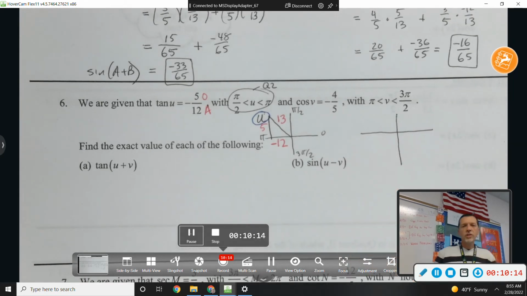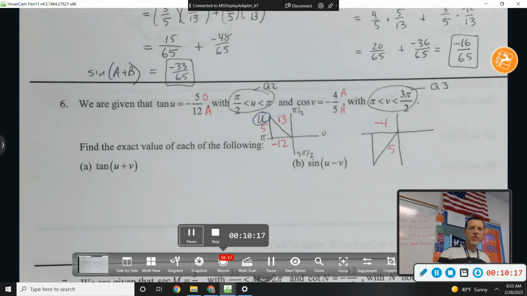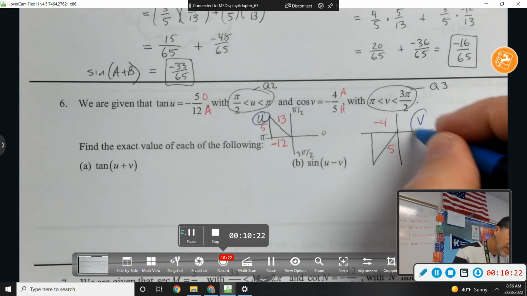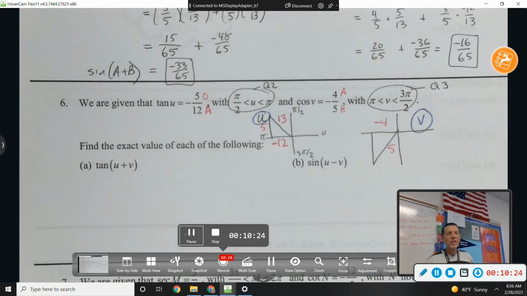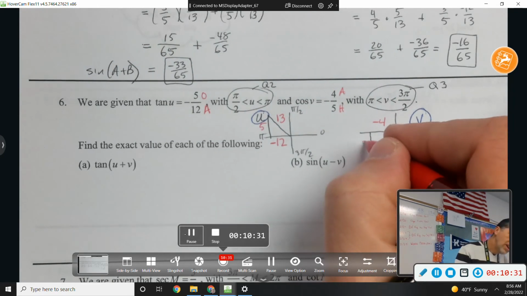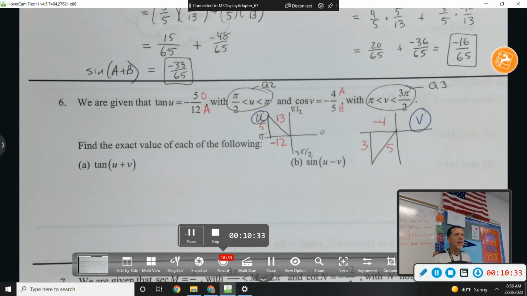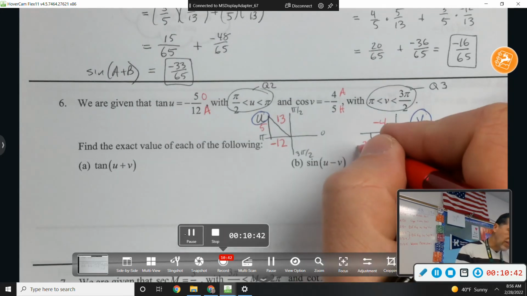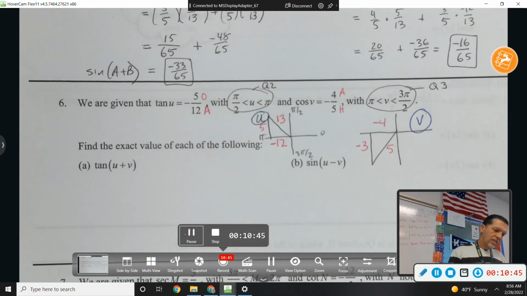Why don't you see if you can draw the second picture? There's the start of my picture for V. I should label that. What's the missing side in V? In angle V? 3? You're going to miss this problem if you say it's 3. Negative 3. So always be paying attention to the negatives. So negative 3 because it's down.